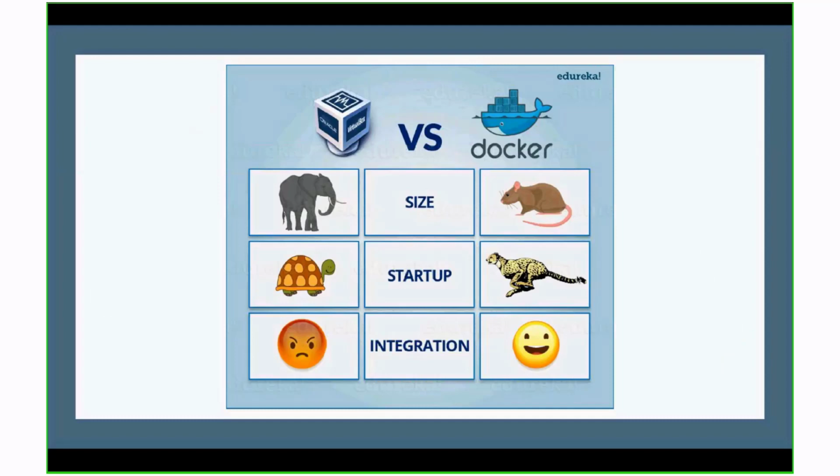So just a quick comparison. With Docker, the footprint is so much smaller than a VirtualBox, which is a virtual machine. The startup is so fast. You can start virtually 10 containers within a second. Whereas with virtual machines, there is the boot up process, so it takes a little while. Integration and portability are so much easier with Docker because it has such a small footprint.